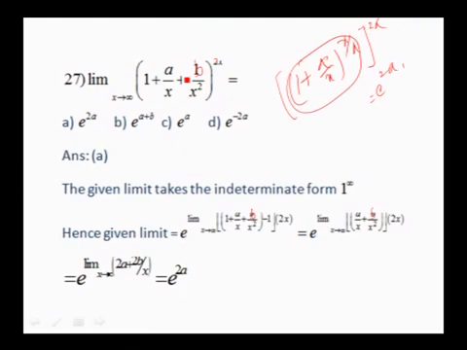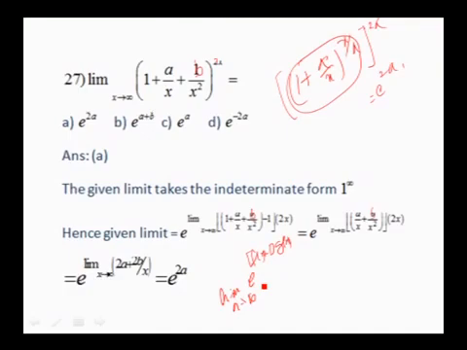The formula I mentioned: limit of f(x) as x tends to infinity is 1 and limit of g(x) as x tends to infinity is infinity, then I can write this 1 to the power of infinity as e to the power of limit as x tends to infinity of (f(x) - 1) into g(x). See, this is 1 plus a by x plus b by x square, minus 1, f(x) minus 1. So limit as x tends to infinity of e to the power of (f(x) - 1) into g(x).